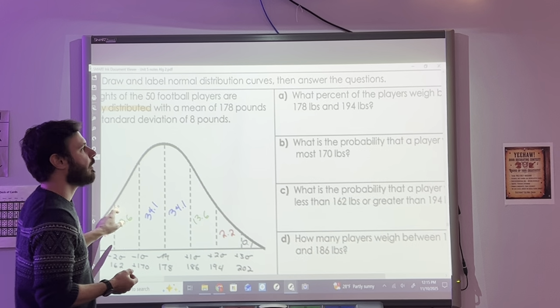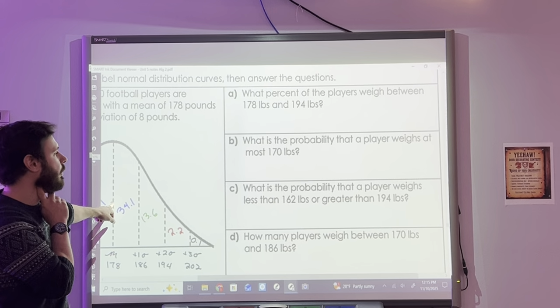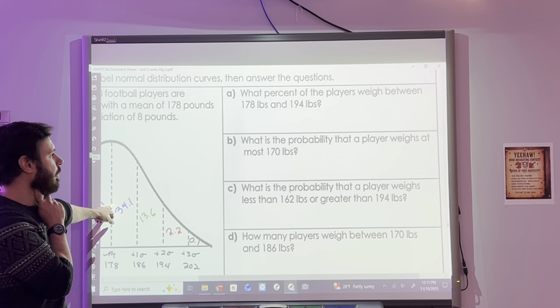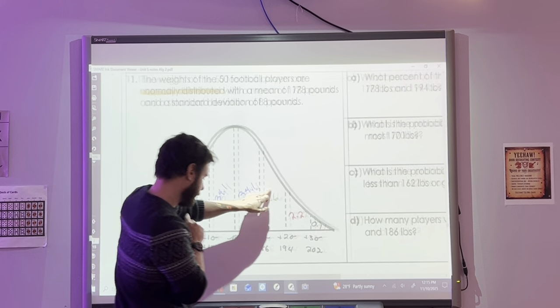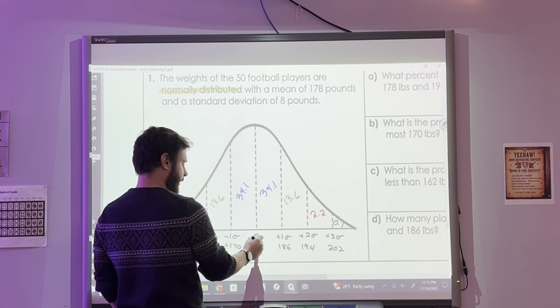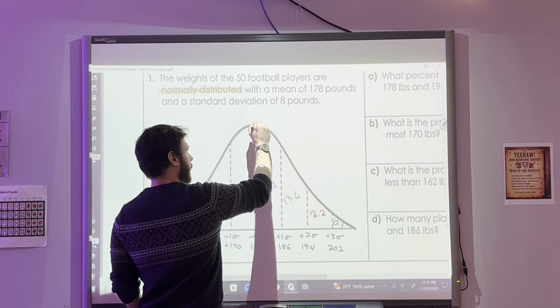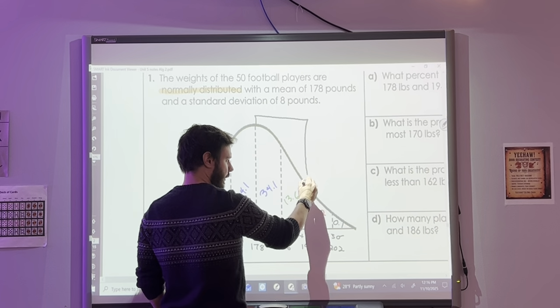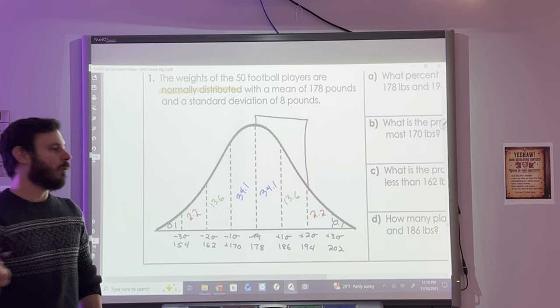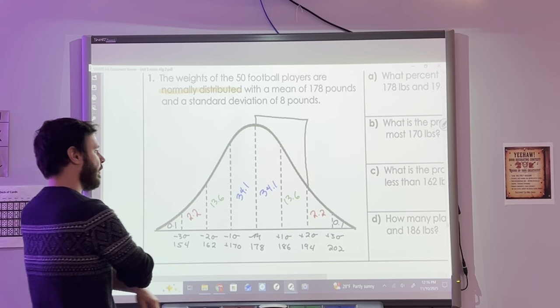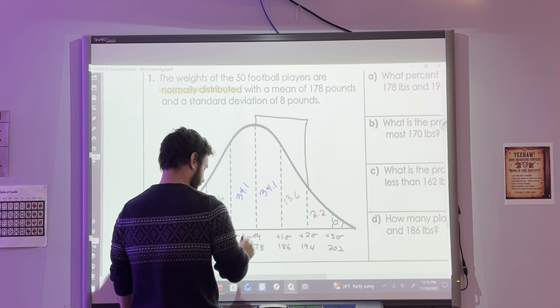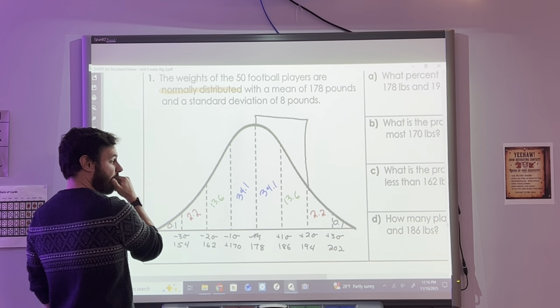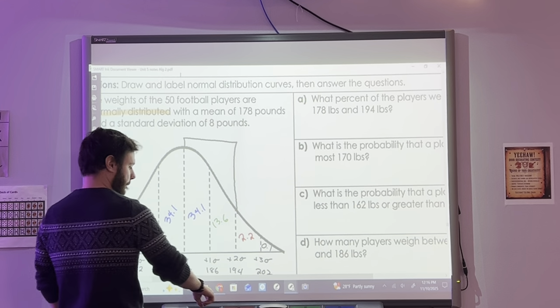What percent of the players weigh between 178 and 194? So 178 is here. I'm including this, and 194 ends there. So what percent of the players fall between? Well, let's take these 2 percents and add them together. I'm gonna say that is 47.7%.